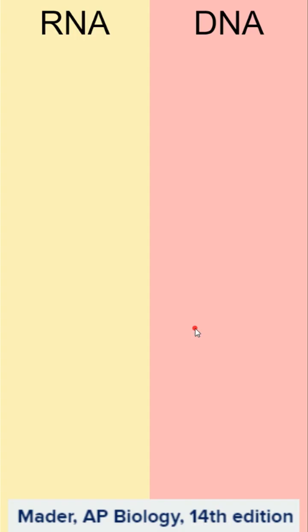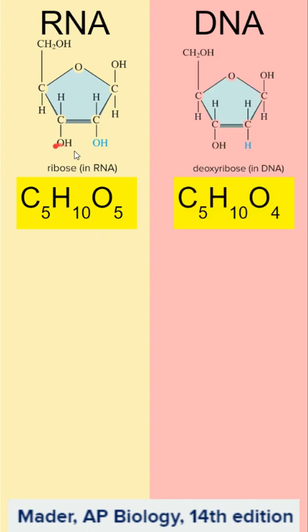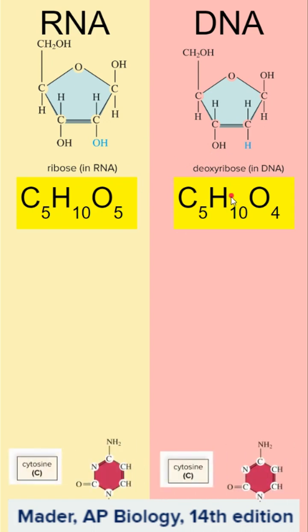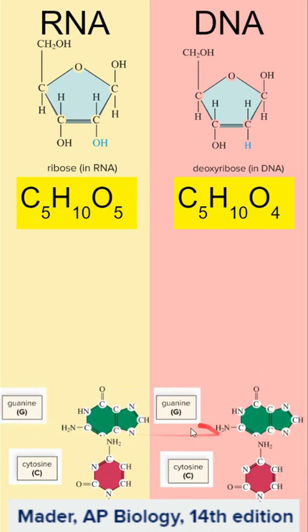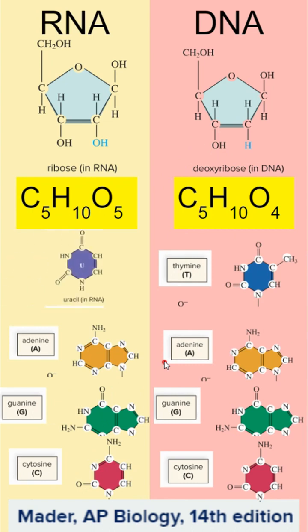So as we start looking at these, if we zoom into the differences, RNA has ribose sugar, DNA has deoxyribose sugar. So it's still pentose, but there is one less oxygen in DNA nucleotides. They both have cytosine nitrogenous bases. They both have guanine nitrogenous bases. They both have adenine nitrogenous bases, but DNA has thymine and RNA has uracil.